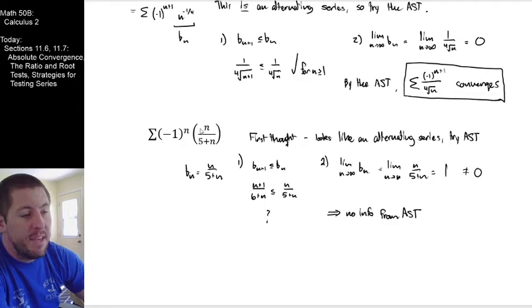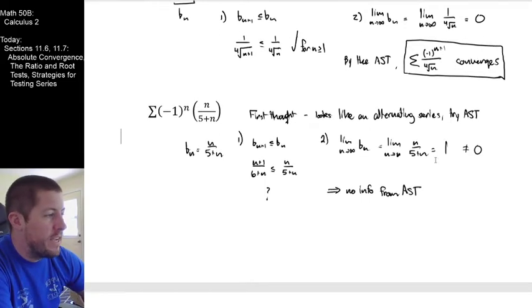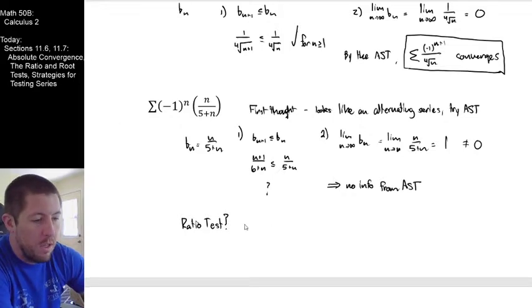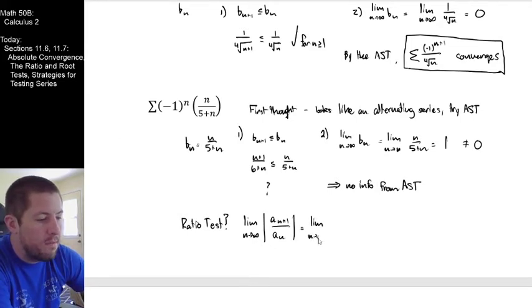So the next thing I'm thinking here is, let's just try some other things that we've got. What's up with our ratio test? Ratio test seems like it could work. And so the ratio test wants us to take the limit as n goes to infinity of the absolute value of a sub n plus 1 over a sub n. And that is going to be the limit as n goes to infinity of what? We're going to get n plus 1 over n plus 6 all over n over 5 plus n.